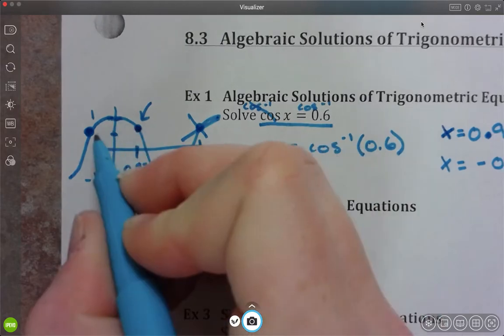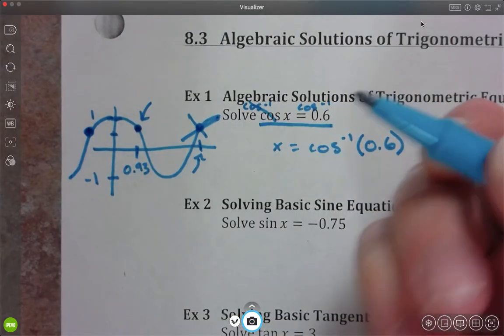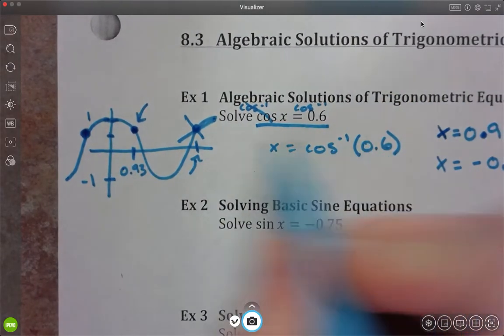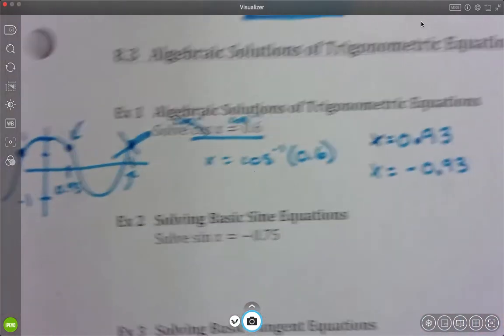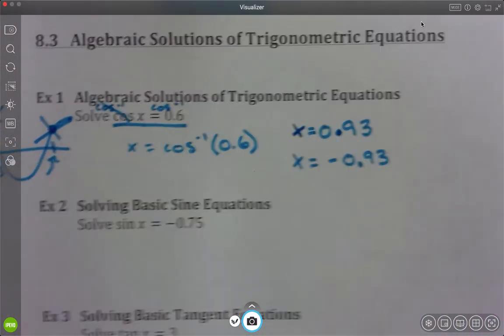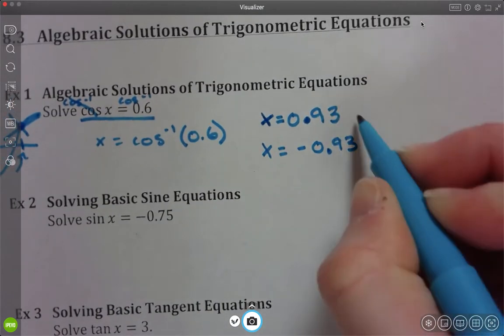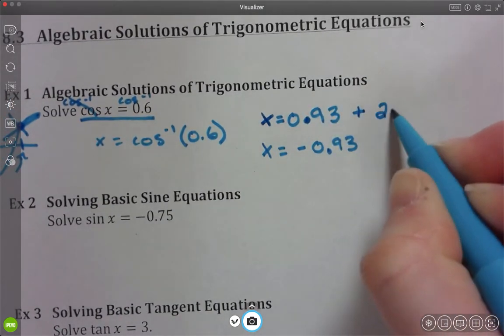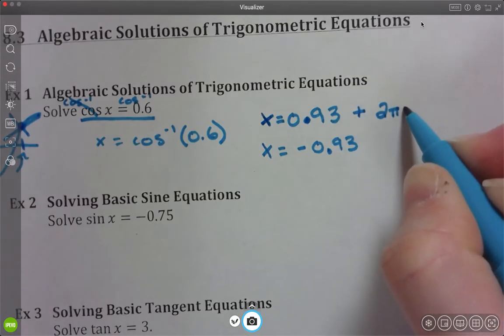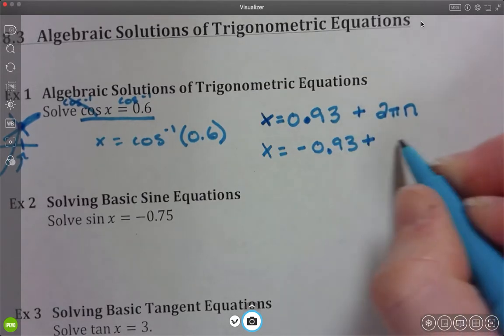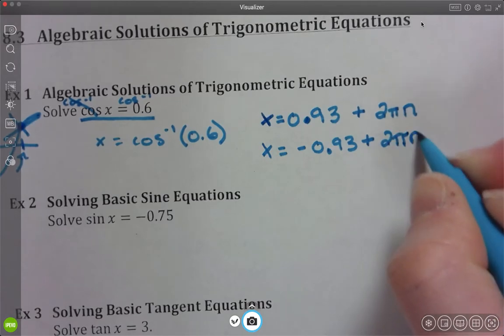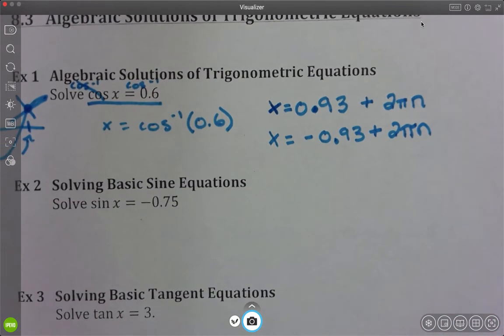So this is 0.93, this is going to be a -0.93, and that's where he's going to touch a height of 0.6, okay? Now, one more thing that we have to do is this cosine function is going to continue on forever, so we need to add 2 pi n to it. Now we have to use 2 pi n because that's the period of cosine.